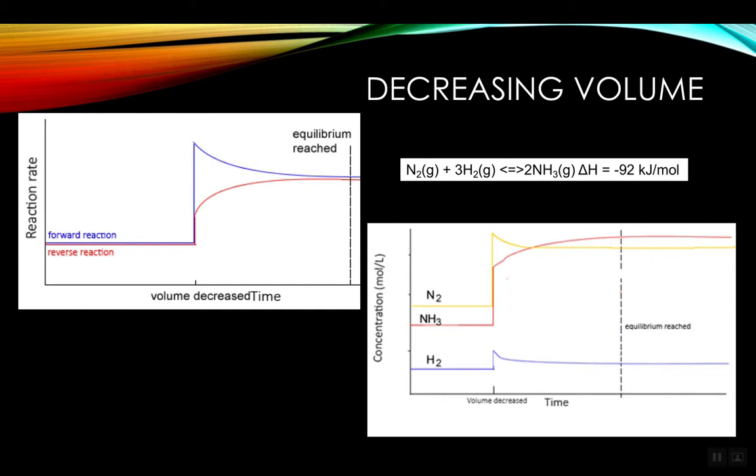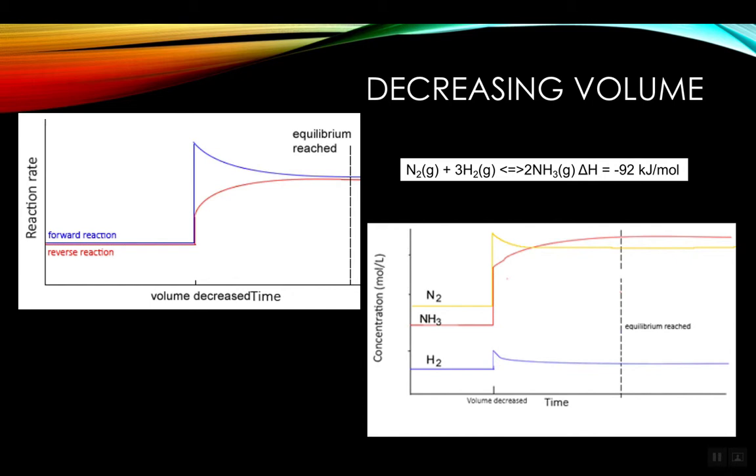But then we get the change. In this case, we are decreasing volume, increasing pressure. The system wants to oppose that, so it wants to go to the right, because we've got fewer gas particles on the right. So we're going to see a corresponding increase in the ammonia, which is why in our rate graph we got an increase in the forward reaction more than the backwards. And then we're going to have a decrease in the N2 and the H2.